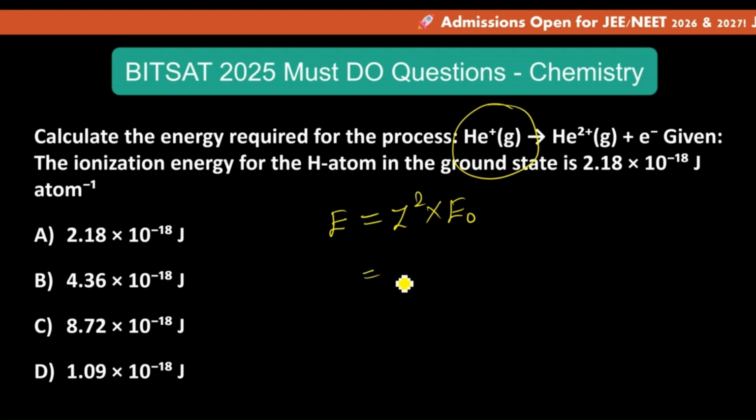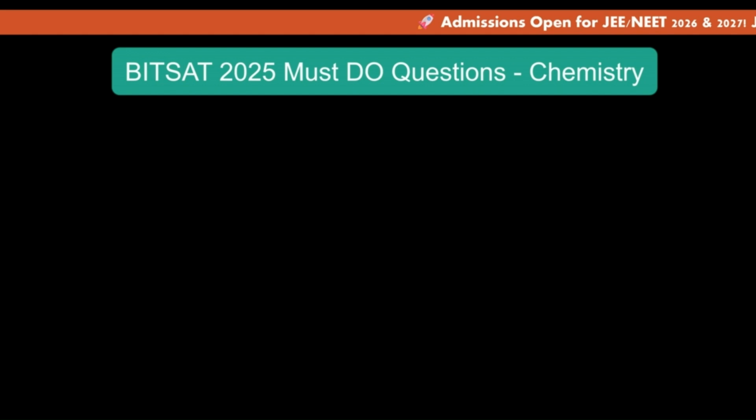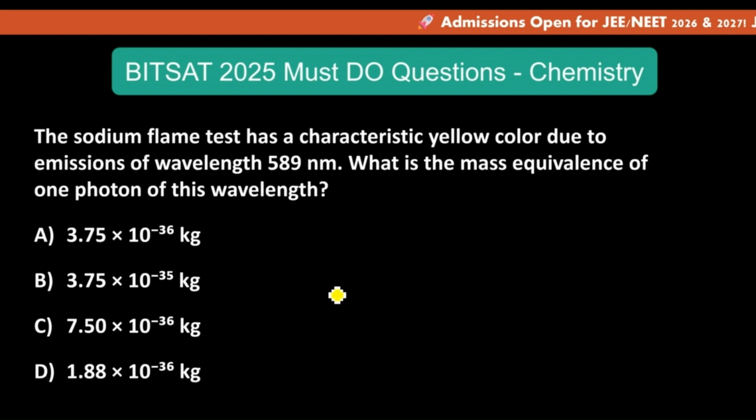So Z value, atomic number, is 2 square into E naught, which is given as 2.18 into 10 to the power minus 18. So by multiplying this 4 into this value, we should get approximately 4 2s are 8. So 8, yes, it's there in option C. Moving on to the next question.